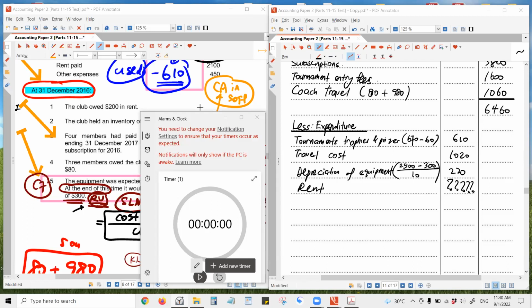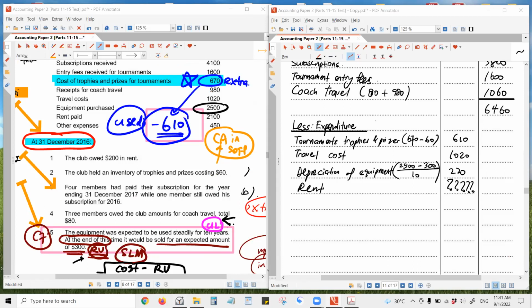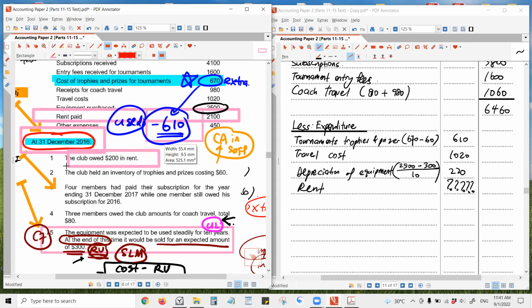So if you see the question, $2,100 is the amount you have actually paid during the year. Agree? You have literally paid this amount, 2,100. Then they say at the year end, the club still owes $200 in rent. That means the club still owes the owner of the place $200.